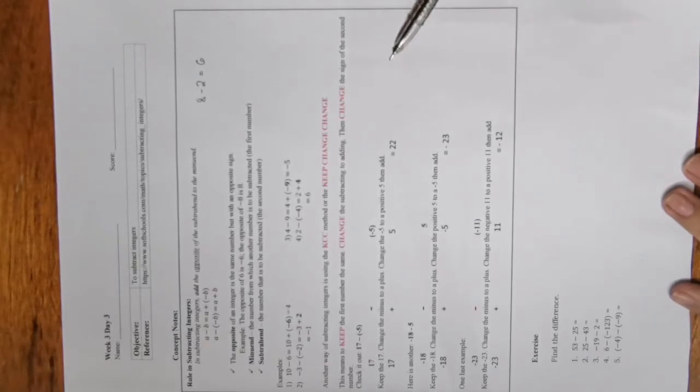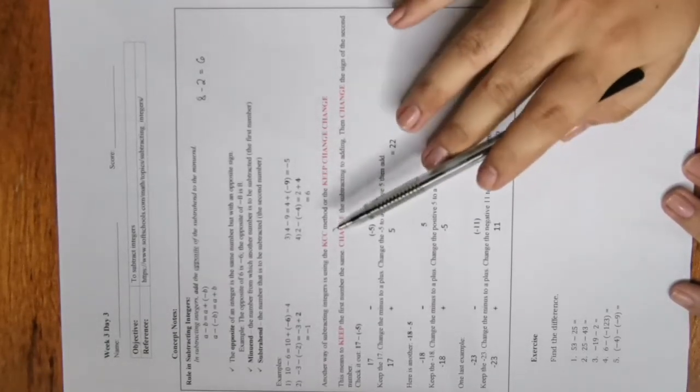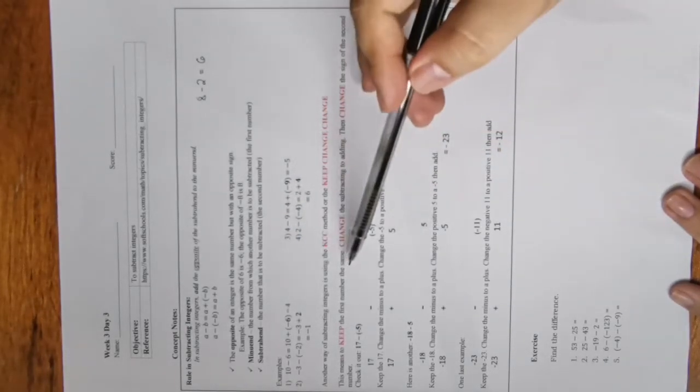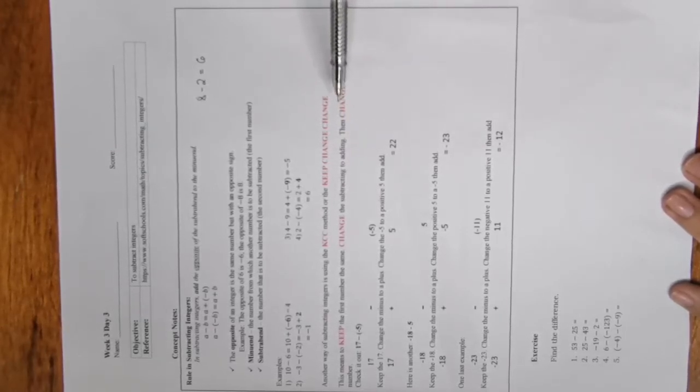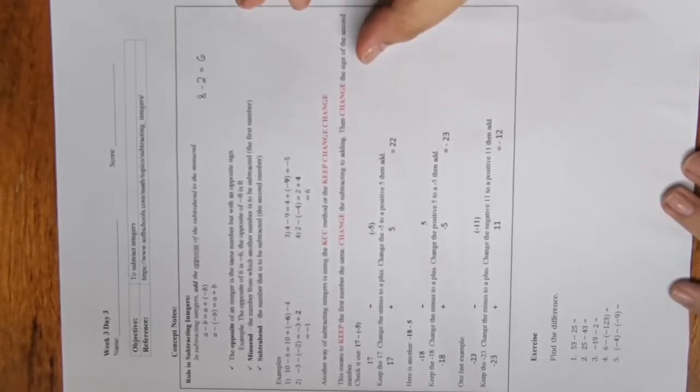Dali ra gyud siya, basta kay makuha ninyo ang idea nga before ka mag-add, imo siyang applyan sa KCC or the keep change. Again, i-keep ang first number, i-change ang minus sign to plus sign, then i-change pod ang second number or the subtrahend, and then proceed to addition. So rule sa addition mo apply ani. So let us have more examples about this.